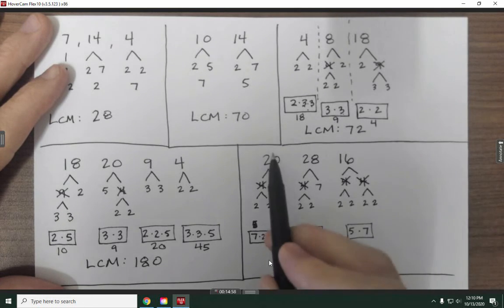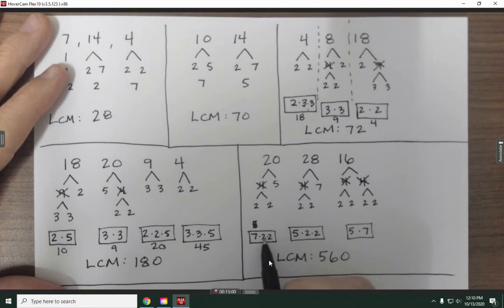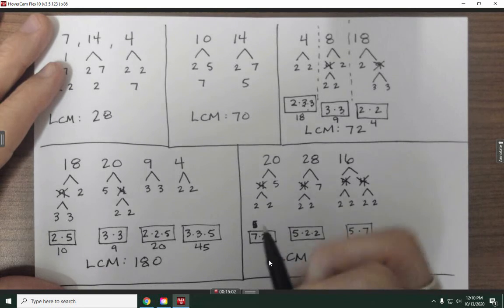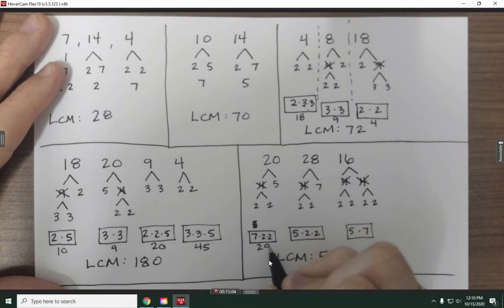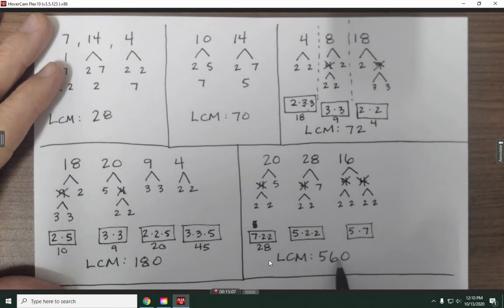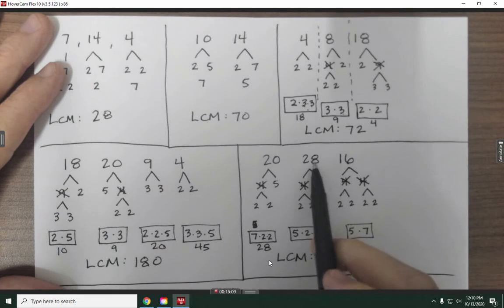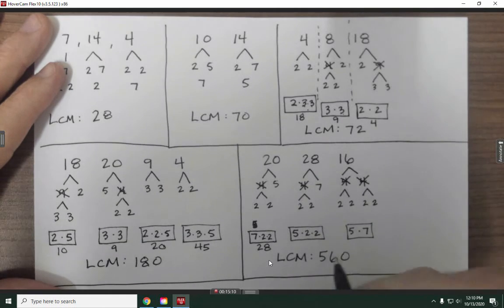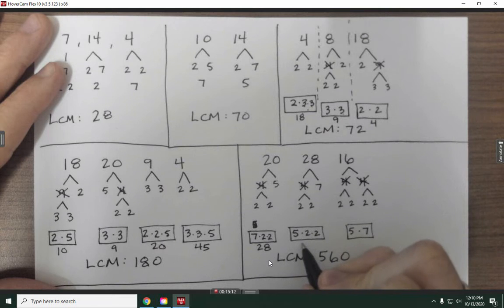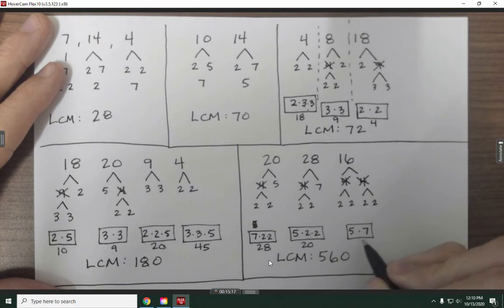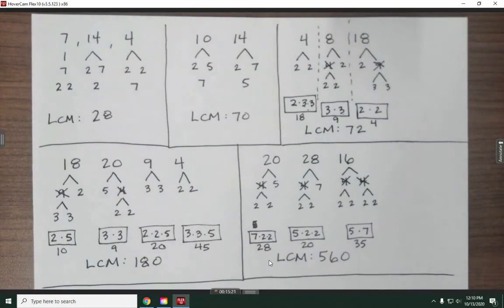So 560 divided by 20 is 7 times 2, which is 14, times another 2 is 28. 560 divided by 28 is this: 5 times 2 is 10, times another 2 is 20. And then 560 divided by 16 is 35. So that's our answer for each one of these.